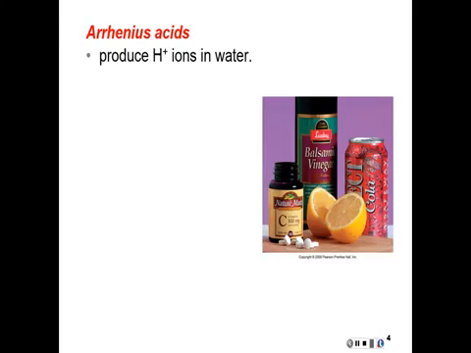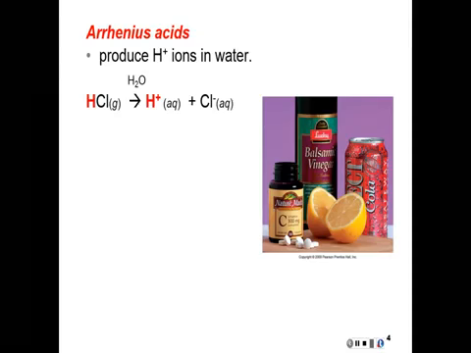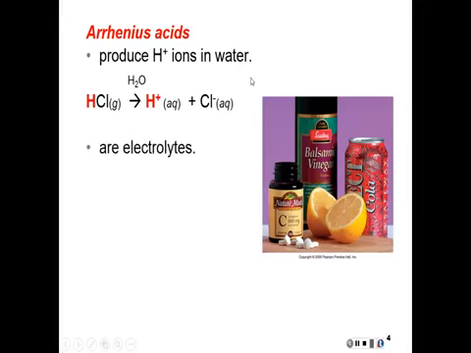So acids produce hydrogen ions in water. So you need water to have acids, according to Arrhenius. And here's a little equation showing that. HCl gas, which is hydrogen chloride gas, reacts with water to produce hydrogen ions and chloride ions. Now, acids are electrolytes because they produce ions.